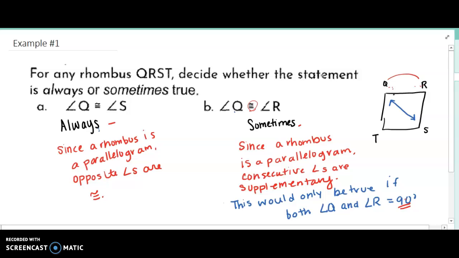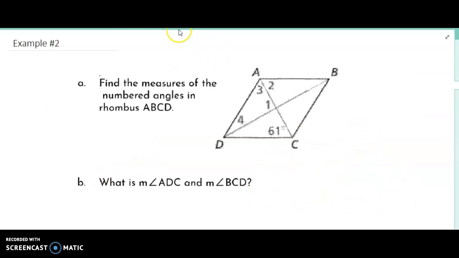If not, it would not be true. So therefore, the answer would be sometimes. All right, let's look at part A together. It says find the measures of the numbered angles in rhombus ABCD. So I have angle 1, angle 2, angle 3, and angle 4.